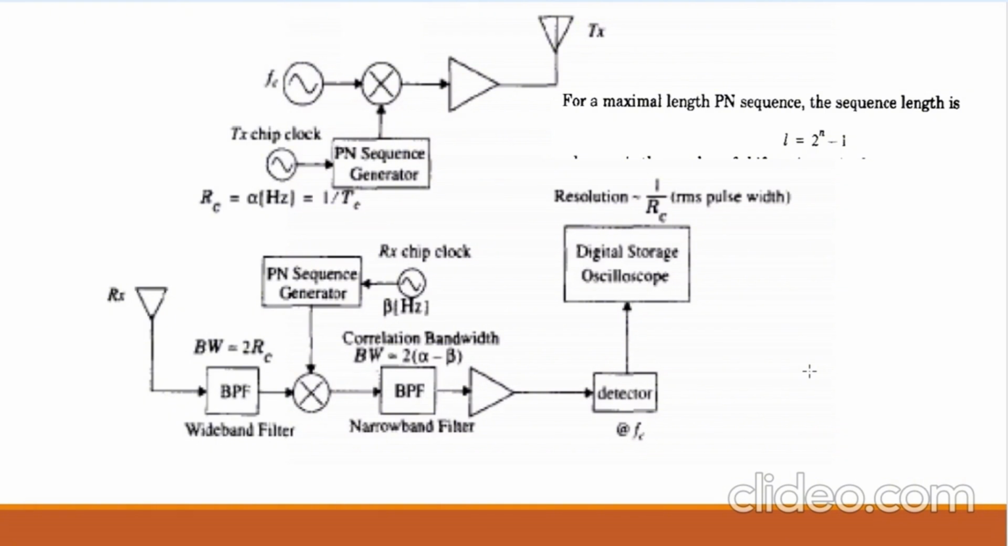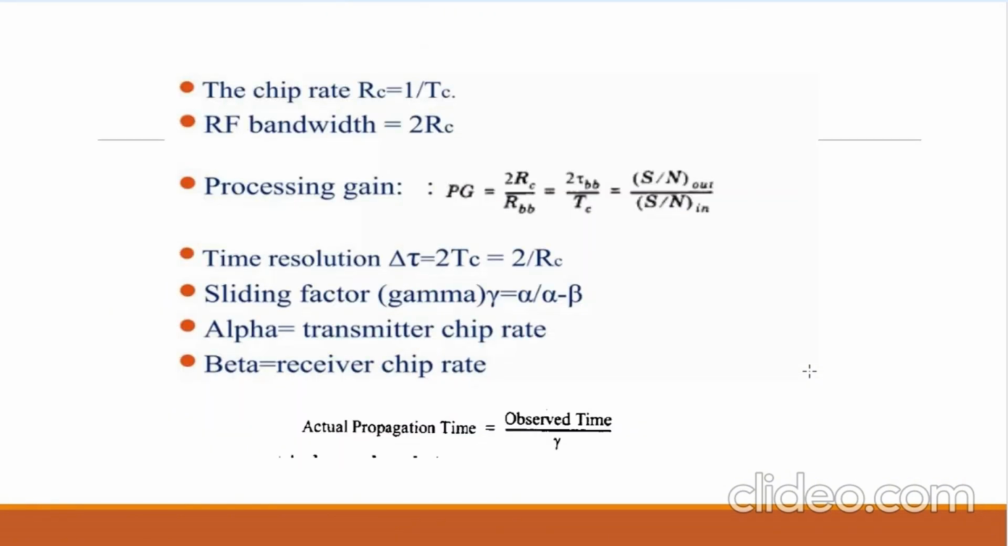It will be visualized using a digital storage oscilloscope, DSO, having a resolution of 1 by RC times the RMS pulse width. Generally, the PN sequence length is always 2 power n minus 1. So these are the mathematical terms related to this spectrum sliding correlator channel sounding.